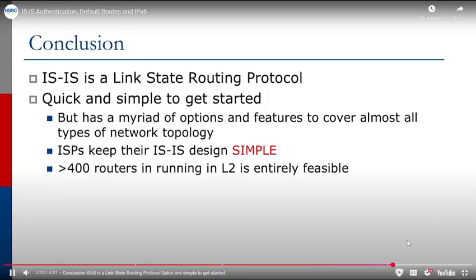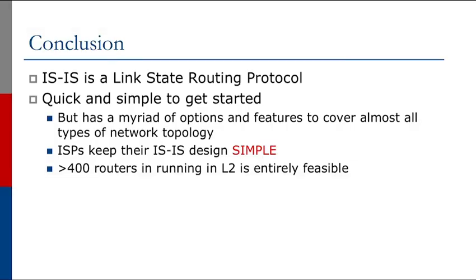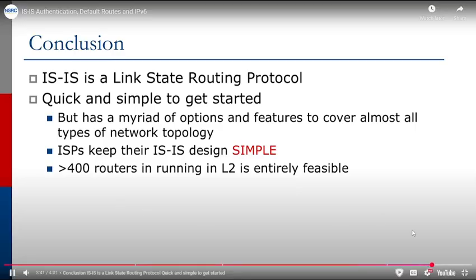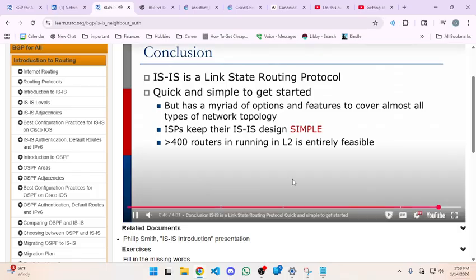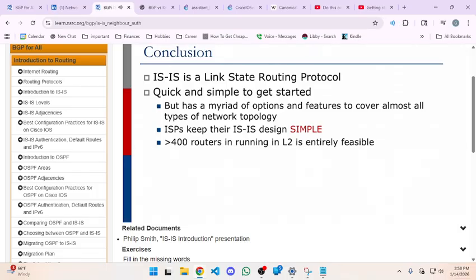To summarize all this, ISIS is a link state routing protocol. It's quick and simple to get started, but it has a myriad of options and features to cover almost all types of network topology. Network operators keep the ISIS design very simple. Most networks today can run the entire backbone in L2 only. And it's very much become the chosen IGP when operators are using both IPv4 and IPv6 in a dual stack configuration.